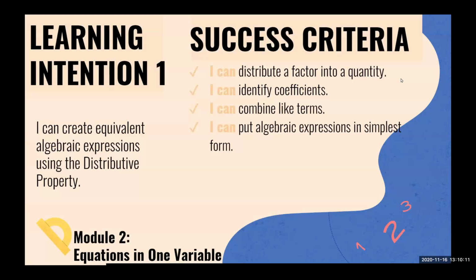Then we just want to make sure we're cool with understanding exactly what a coefficient is, exactly what we mean by like terms, and how we go about combining like terms. And then as part of that, we want to make sure we know what the simplest form of an algebraic expression is and how we get there. All right, so that's our learning intention with distributive property and the related success criteria.